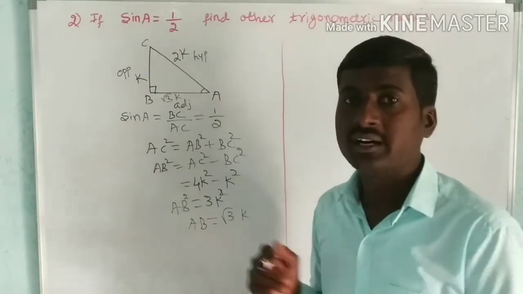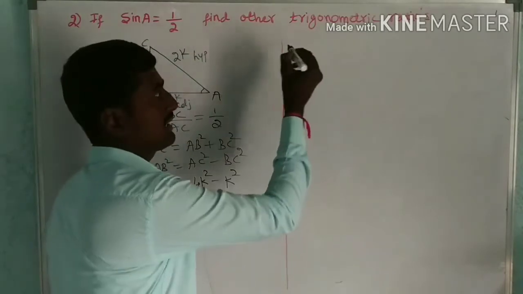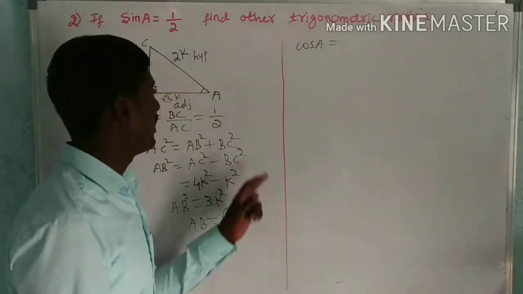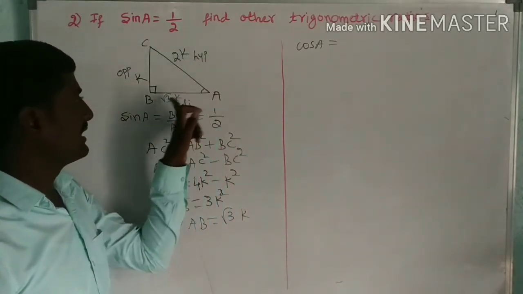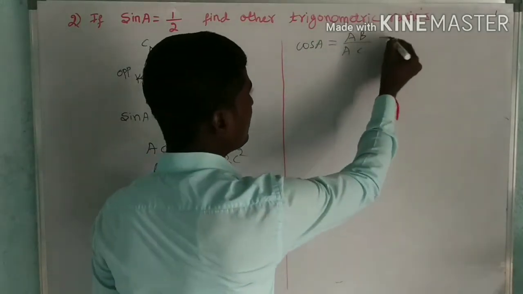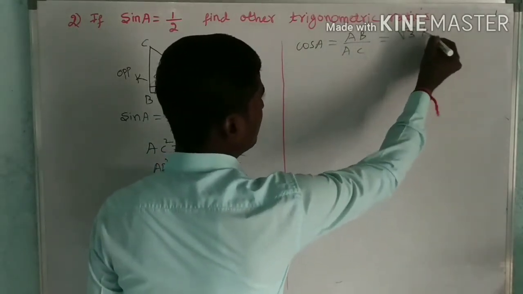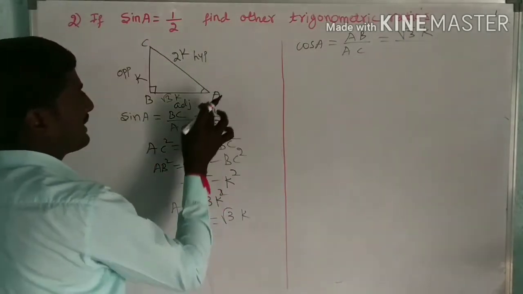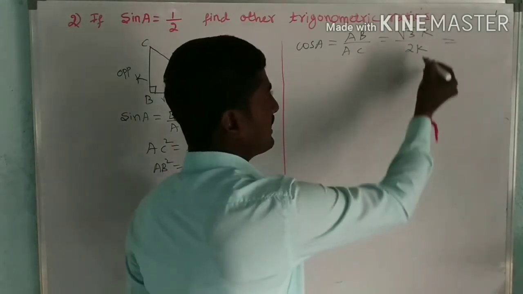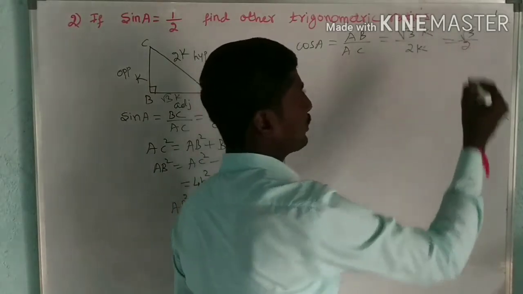Now we have to write the remaining 5 trigonometric ratios. So let us write, sine is done, then I will write in order. Cos A. According to the diagram, cos is nothing but adjacent by hypotenuse. That is AB divided by AC. AB value is here root 3K, divided by AC. AC is how much here? 2K. Here K gets cancelled. Root 3 divided by 2 I am getting.